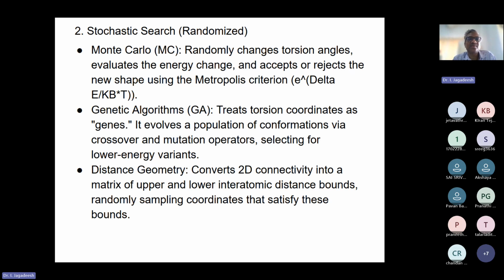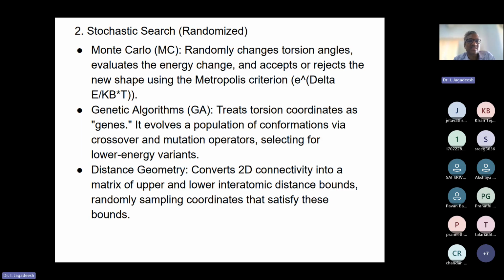So the Monte Carlo simulation is based on taking the previous data, making a decision, and reiterating in the next step, so that it will have an energy minimization with the Metropolis criterion, like e to the power of delta E divided by kB into T. T is the temperature, kB is the constant, and delta E is the change in energy. So it accepts when the energy is minimized and rejects when the energy is maximized in the Monte Carlo simulation, and takes those structures only for the conformational analysis.